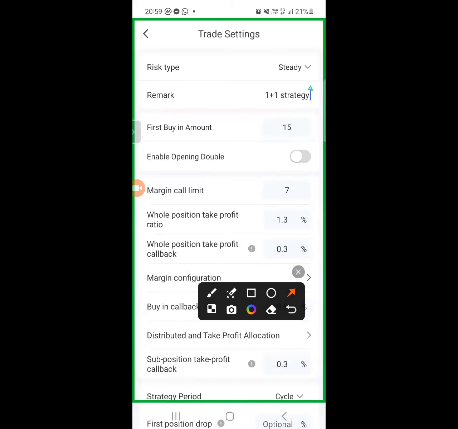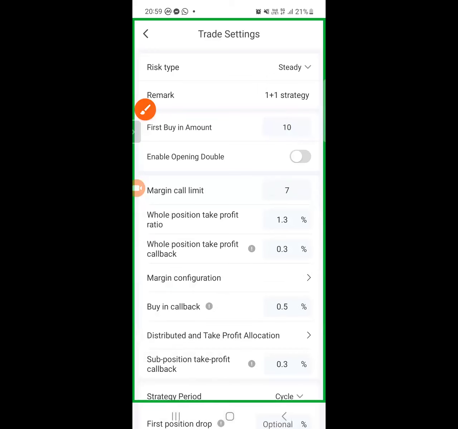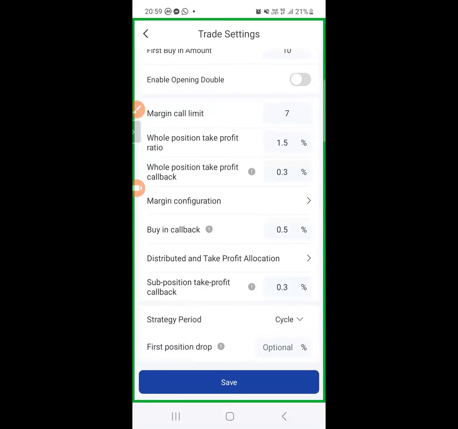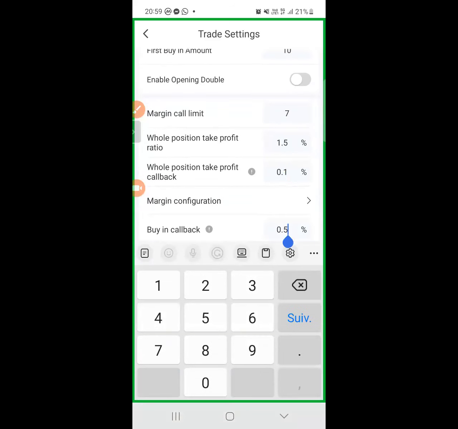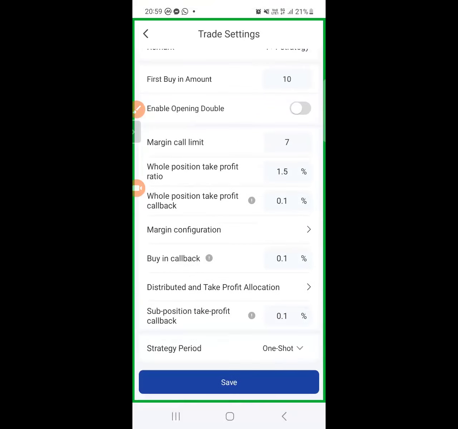Let's not put the money first. Let's calculate it and see how much will be the total. Then we come and put. So let's start with $10 as first buy amount. Then let's leave the default settings, which is 7 margin calls. Okay, so if you do it either 7 or 5 or whatever it is, if it goes against you, you can increase if you have extra funds. So here I will put 1.5 and the same settings 0.1, 0.1, 0.1. Then here I'll put it on one shot.